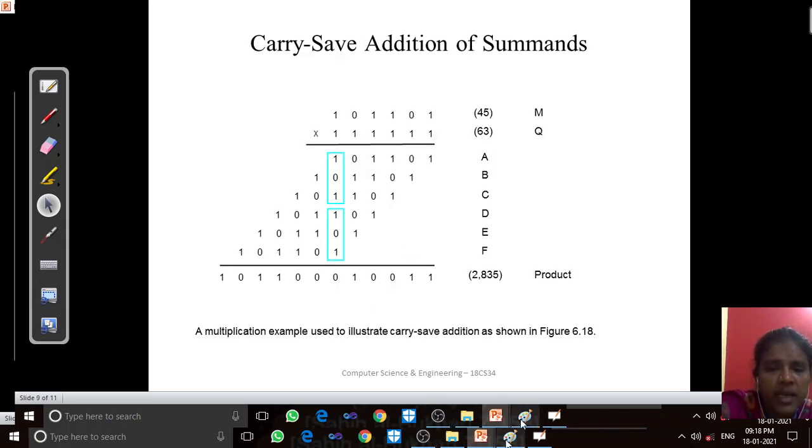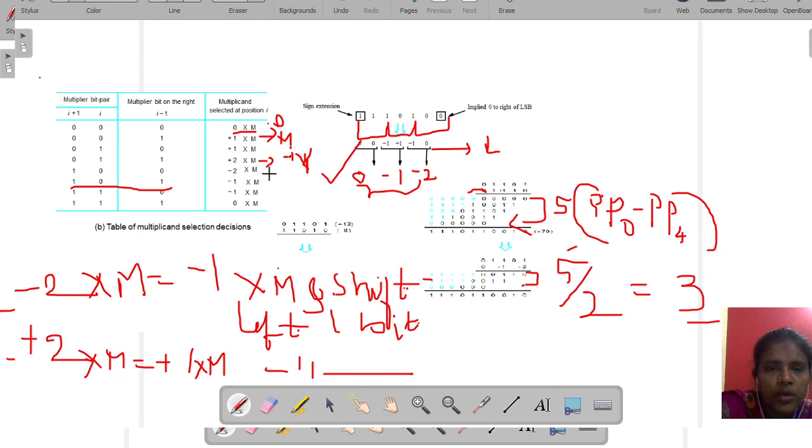Let us see an example. Now go to the board. Next page.